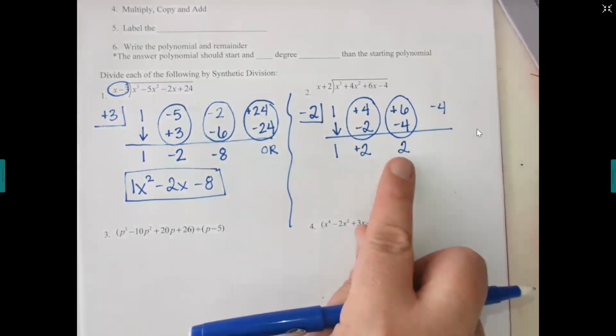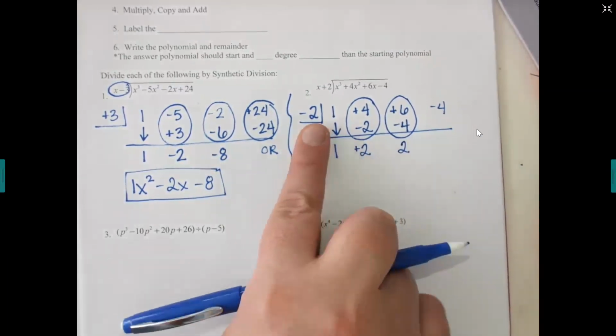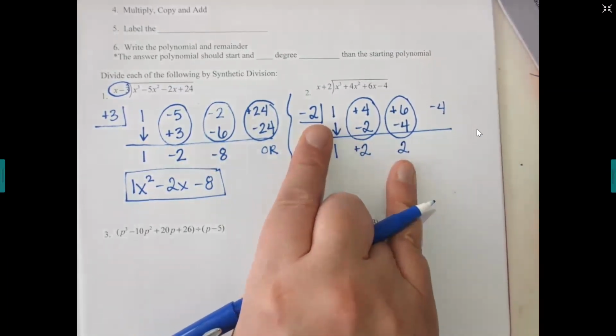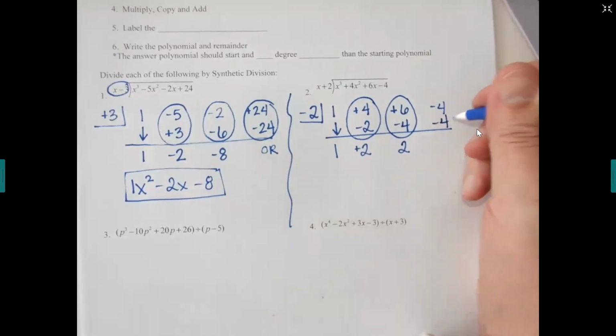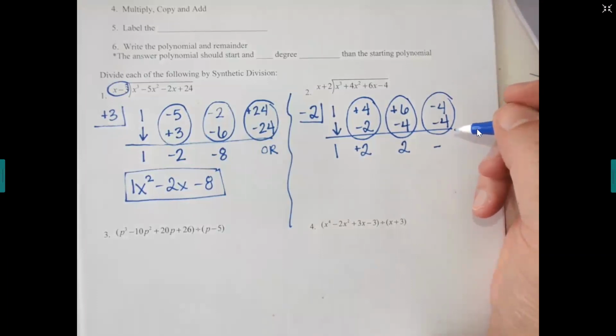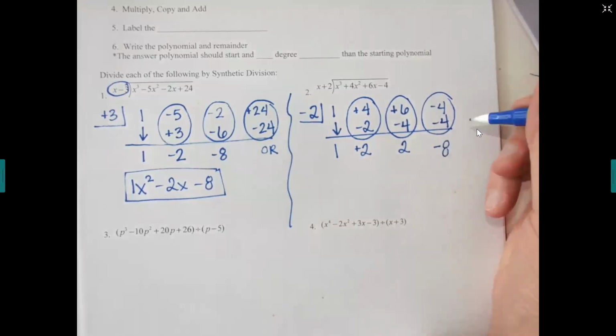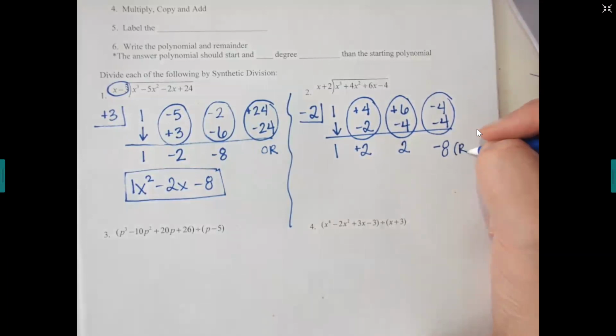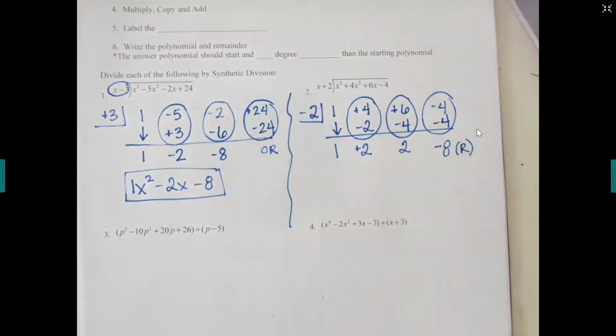Okay, one more left. Take that number, times it by the -2. 2 times -2 gives me -4, and -4 minus 8 more. Or I said that wrong. Did I say that wrong? -8. That number is called my what? Remainder.